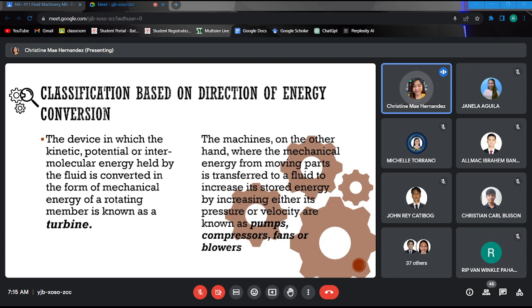So, the machine, on the other hand, where the mechanical energy from the moving part is transferred to a fluid to increase its stored energy by increasing either its pressure or its velocity. So, dalawa lang naman yung ating classification based on the direction of energy conversion. So, yung sinasabi ko kanina, extract energy from the fluid or add energy to the fluid. Okay, so si turbines or si pumps, compressor, fans, or blowers.